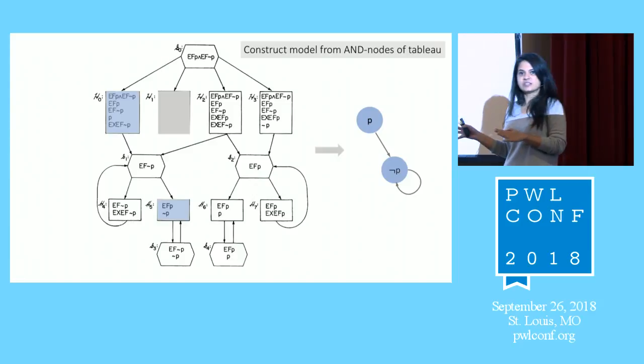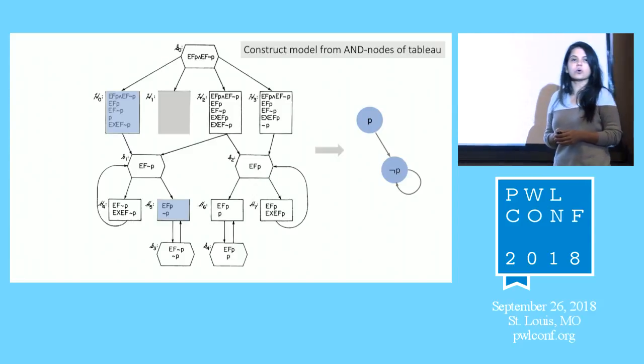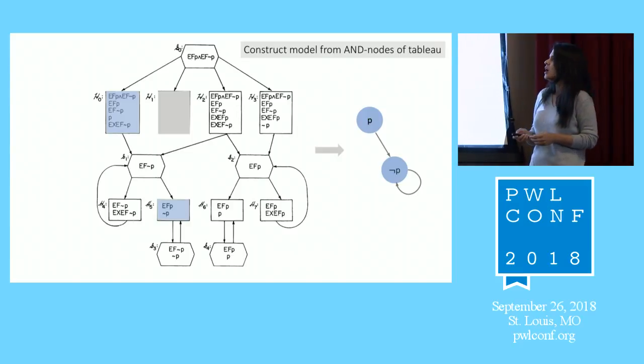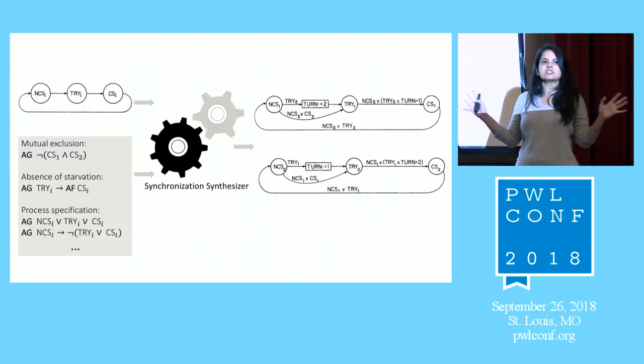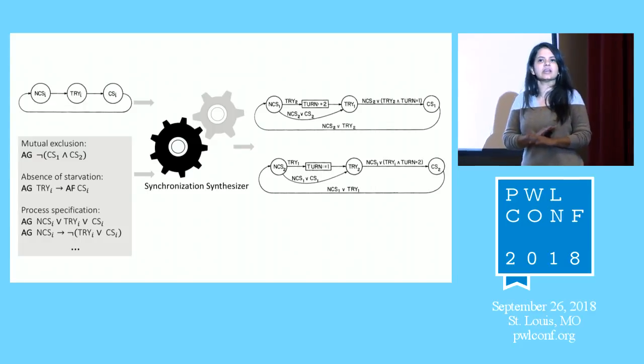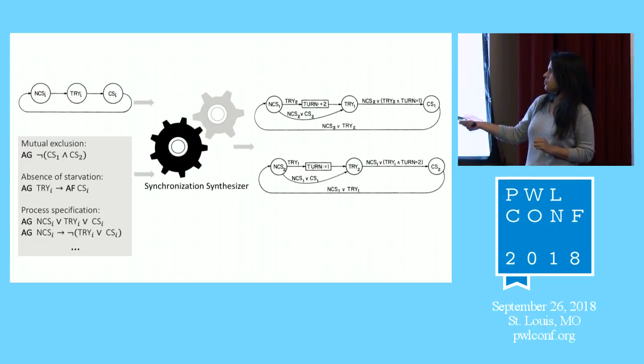So that is CTL synthesis, but I was actually going to tell you about synchronization synthesis. So how do we go from here to synchronization synthesis? Well, as I'd mentioned before, what you do is you write a complete specification in temporal logic of the entire expected concurrent behavior of your program. This is what's shown here.